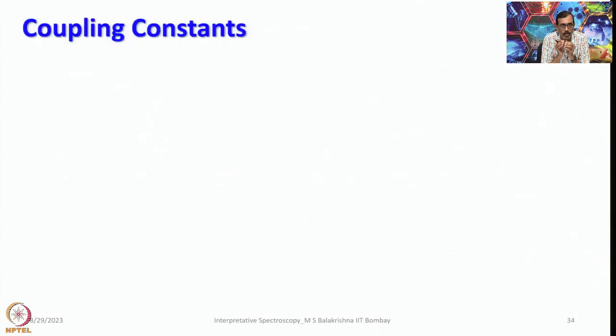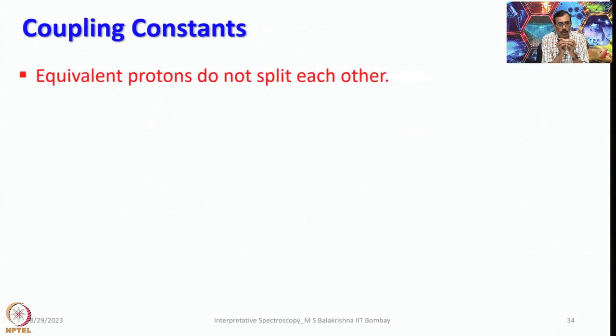We have some rough idea about coupling constants. What we have to understand is that equivalent protons do not split each other. So if you consider a CH3 or CH2OH, these are equivalent protons, and they do not couple with each other. If I expand them, these are all geminal, and when they are equivalent, coupling is not observed in a first order spectrum. Equivalent protons do not split each other.